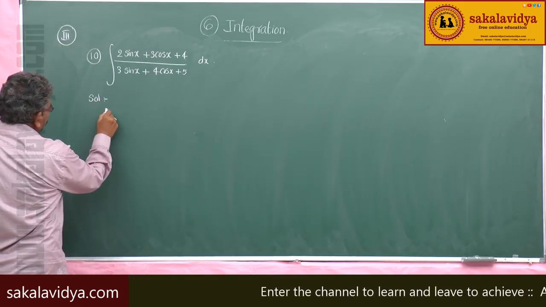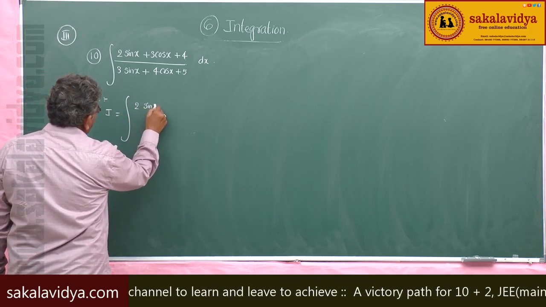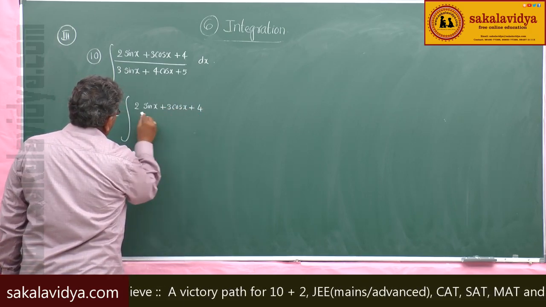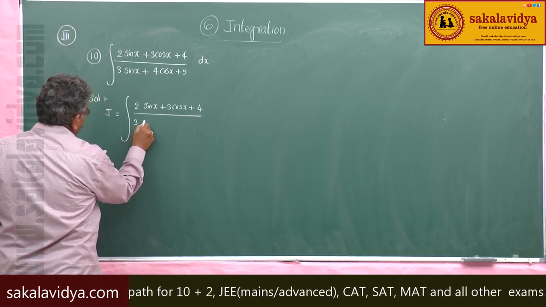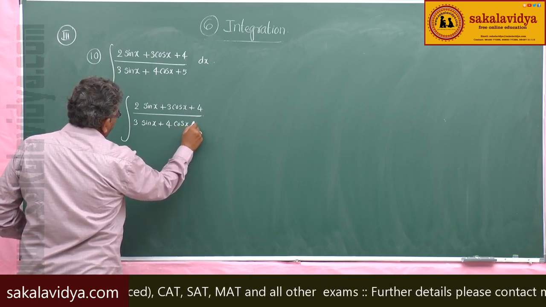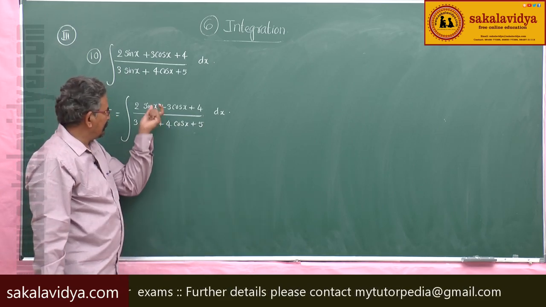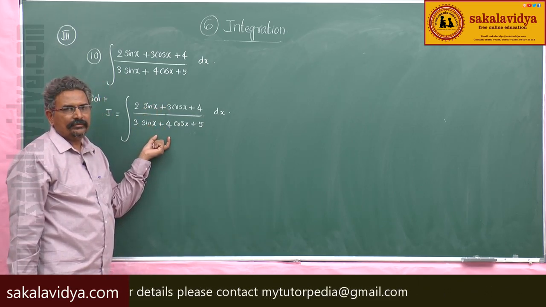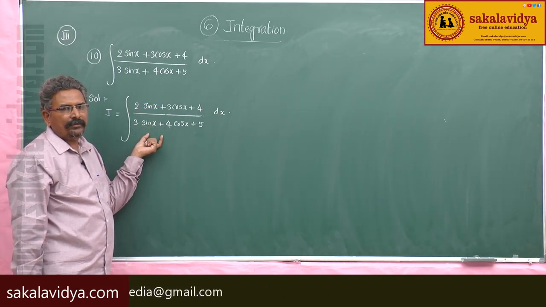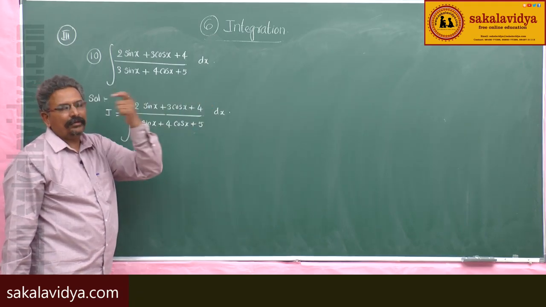I is equal to the integral of (2 sin x + 3 cos x + 4) by (3 sin x + 4 cos x + 5) dx. Now in this case, this is the numerator, this is the denominator. The numerator is equal to p into the derivative of the denominator plus q into the denominator plus something.